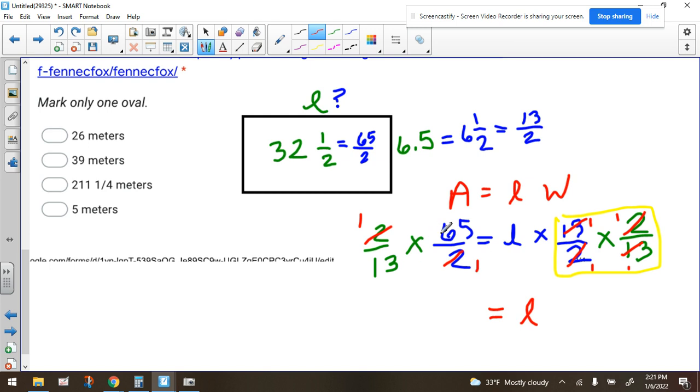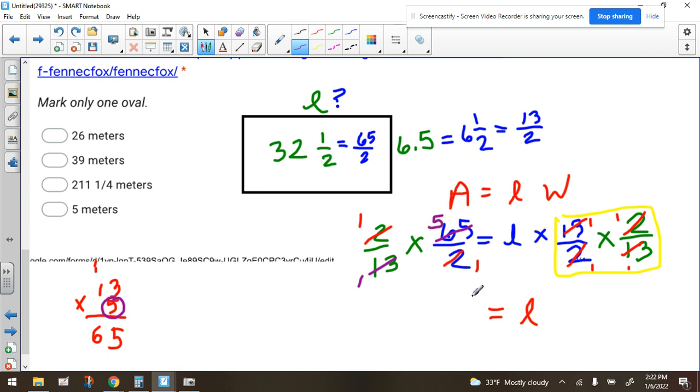Now 13, does that go into 65? You might want to try doing some different multiples of 13, like how about we try 13 times 5 to see if that might be the factor. This times this is 15, and 5 times 1 is 5, plus the 1 is 6. So it does look like 13 does go into both of these, so let's divide by 13. 13 divided by 13 is 1, and 65 divided by 13, we know the other factor there is 5.